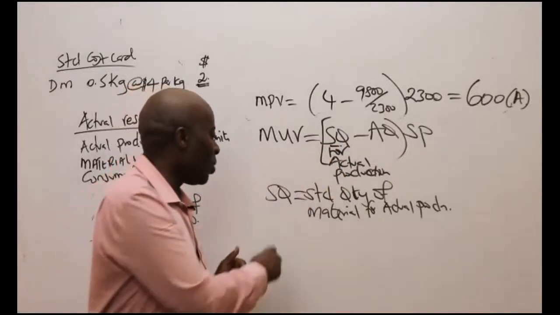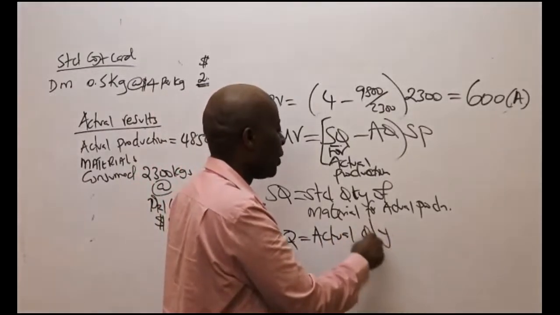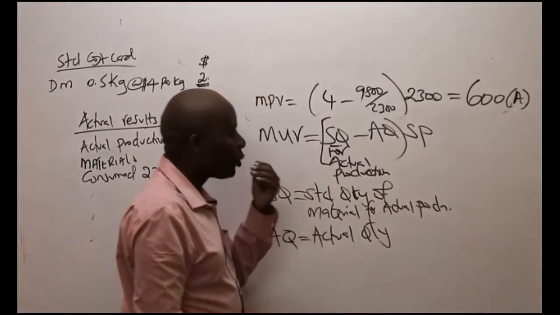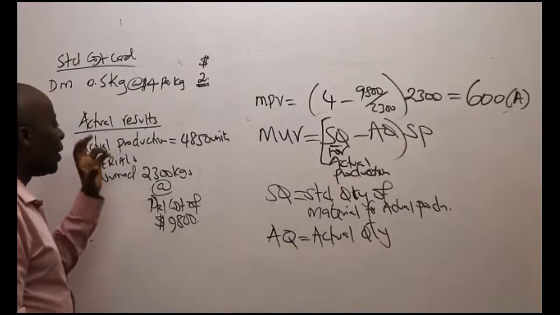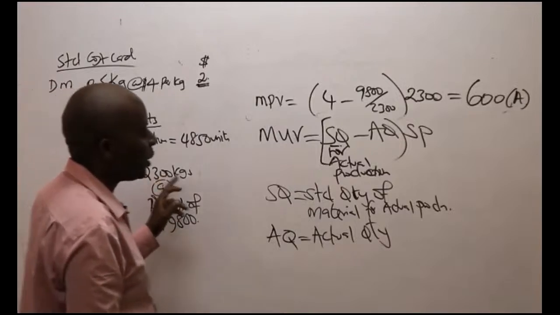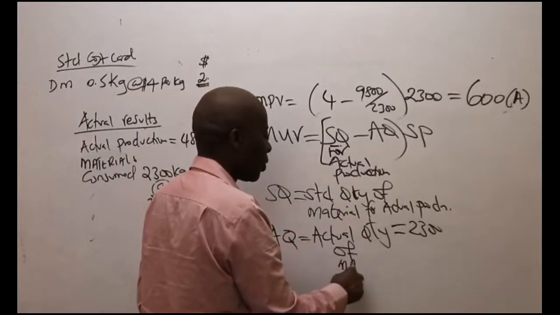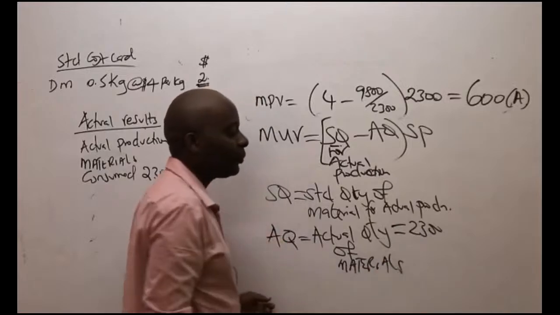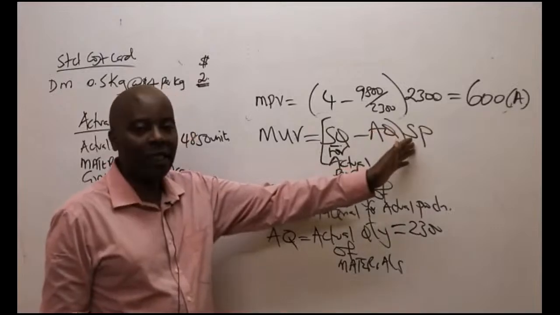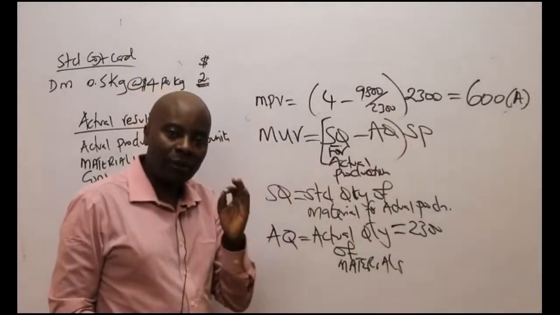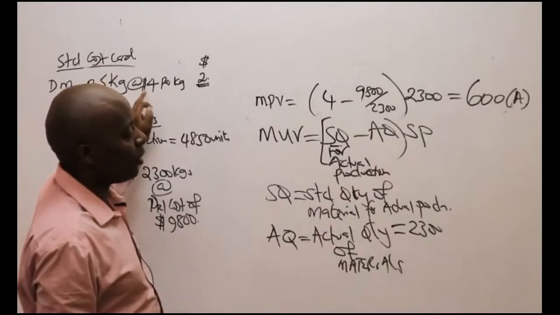So come to AQ. What does AQ stand for? This is actual quantity, ladies and gentlemen, of materials. And the actual quantity of materials, you're the ones who gave me from this actual result, who told me that we actually purchased and consumed 2,300 kilograms. Sorry, don't confuse with production. Actual quantity of materials is 2,300. And then, of course, SP is standard price per kilogram. And you gave me a figure of 4.